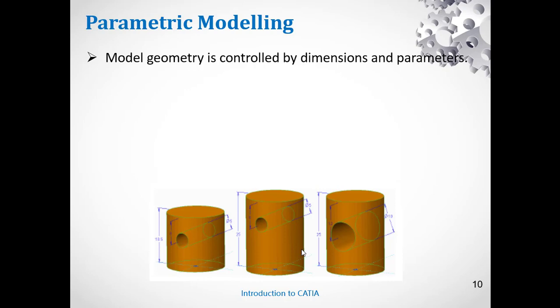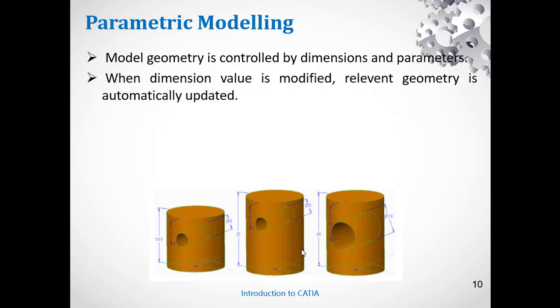So how exactly do we modify those parts? We modify those parts by using dimensions and parameters. We control our geometry by dimensions and parameters. When a dimension value is modified, the relevant geometry is automatically updated. You can see the image. Total 3 cylinders are shown. In the first cylinder, the height of the cylinder is 18.5, and there is a hole placed 8 mm below the top surface of the cylinder.